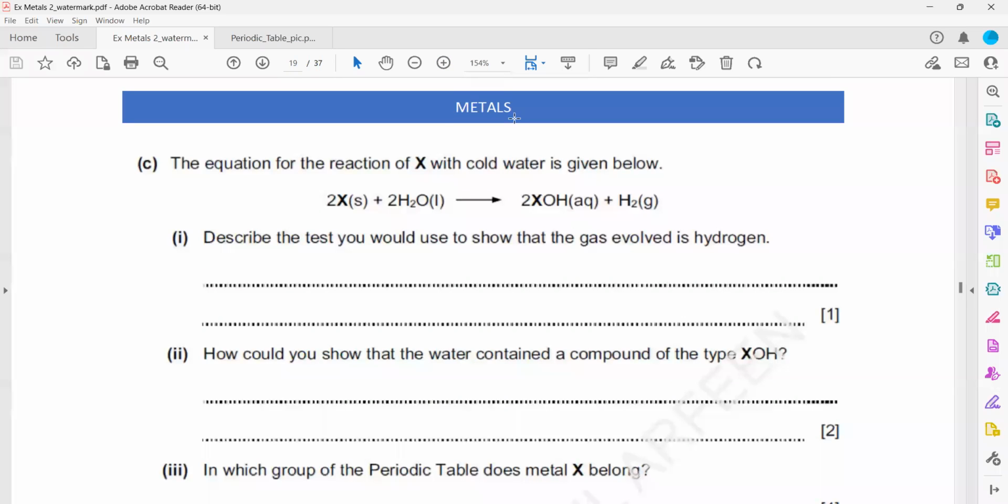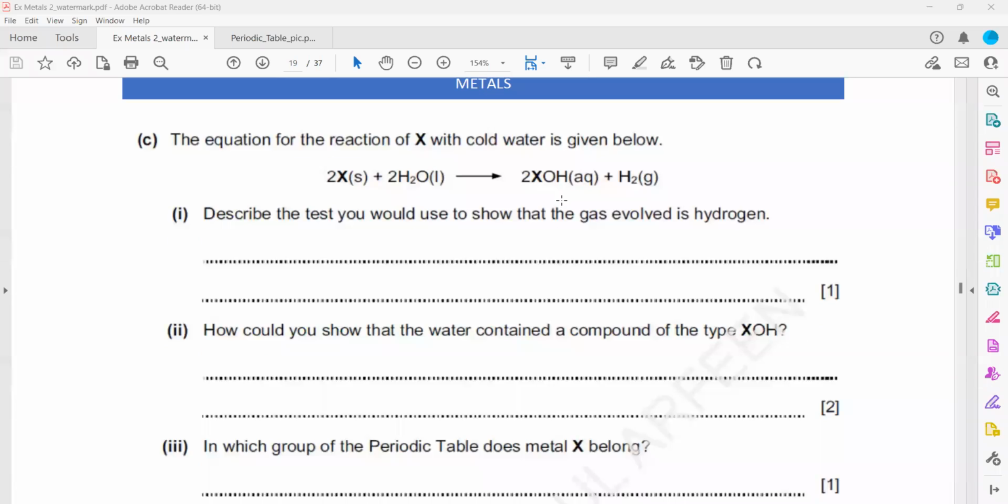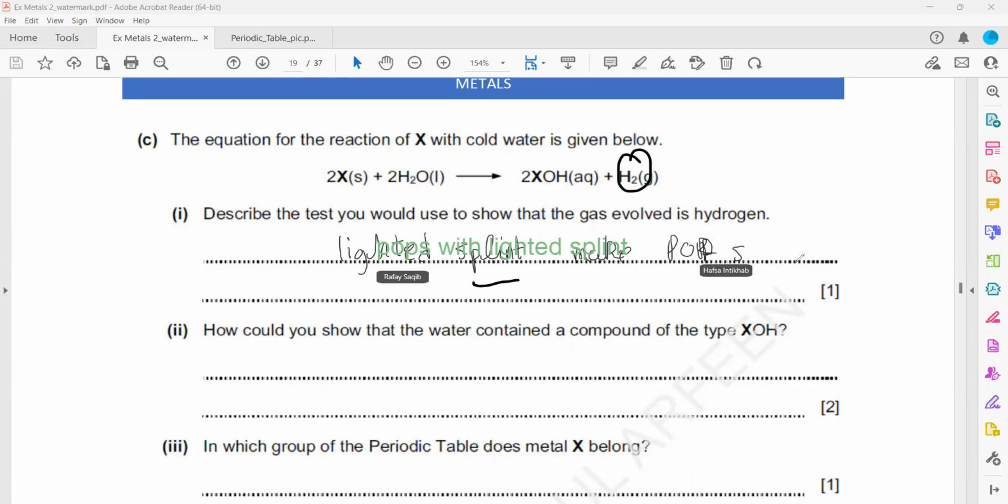The next one, the equation for X with the cold water is shown. When metal X is reacting with the cold water, describe a test you used to test for hydrogen. So hydrogen, light a splint and it will pop.